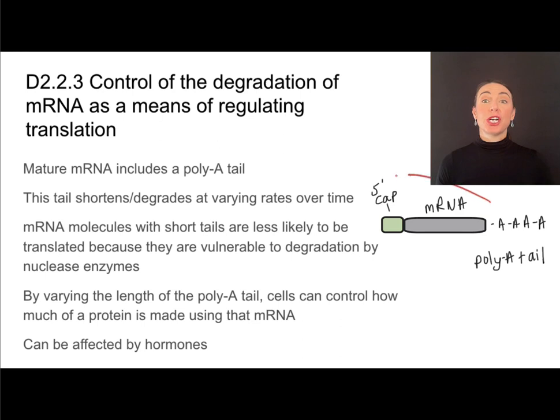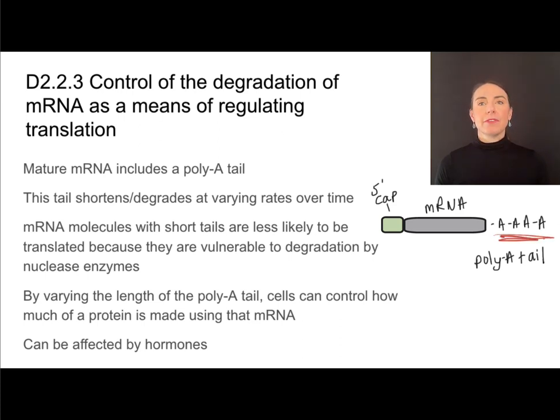Let's take a look at this mature mRNA that is the product of post-transcriptional modification. You have all of your exons that have been spliced together, your 5' cap, and a poly A tail. I've shown this with only 4 A's, but the reality is that this can have a varying number. Now, as this mRNA is translated at ribosomes, one piece of mRNA can be translated many times over, this poly A tail tends to degrade and shorten. mRNA molecules with short tails are less likely to be translated because they're more vulnerable to degradation by nuclease enzymes. So as this tail gets shorter and shorter, this mRNA is less likely to be translated.